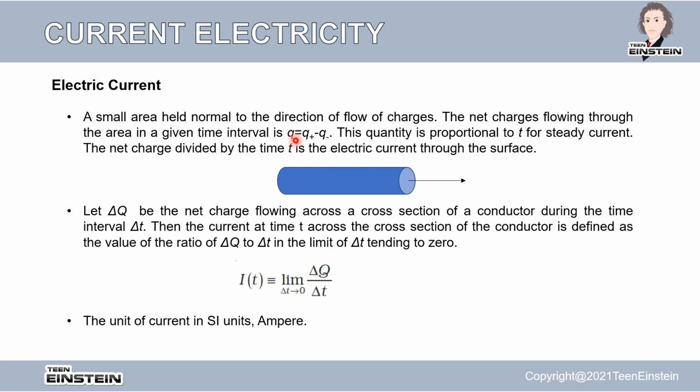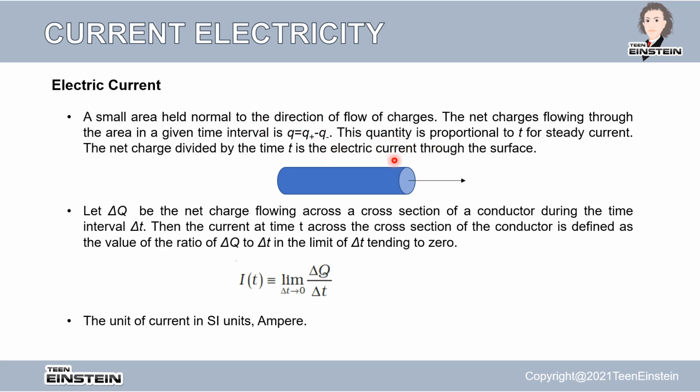So when we say net charges, then we mean the addition of charges, or we can say that mathematically we are adding the charges. For example, if 10 positive charges and 2 negative charges are flowing through this, then the final net charge is going to be 8 positive charges. So that is what we mean by net charge.